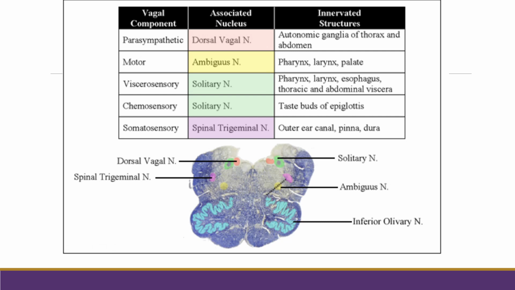The next one down, somatosensory, spinal trigeminal nucleus. So it's going to use the spinal trigeminal tract and nucleus here, as do many other aspects of our cranial nerves. And then the innervated structures are that outer ear canal and the pinna and the dura. And so it makes sense to me to use the ear in order to influence the vagus in order to influence the dura. So this helps me kind of make sense why auricular acupuncture works so well.